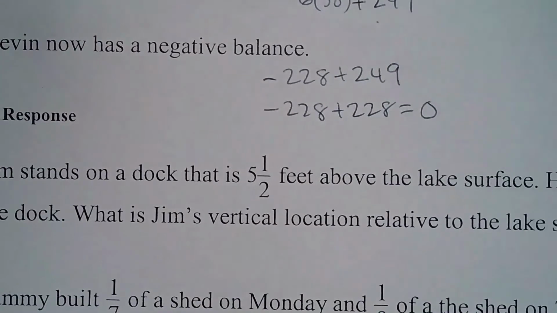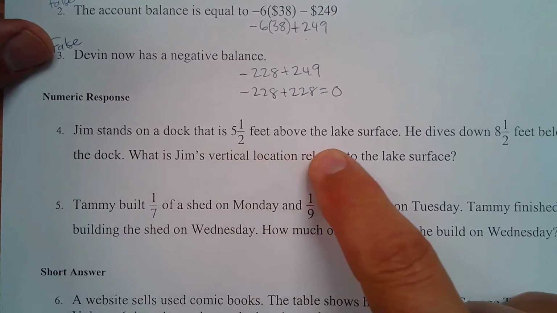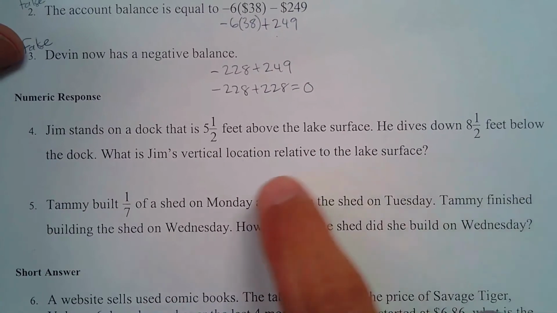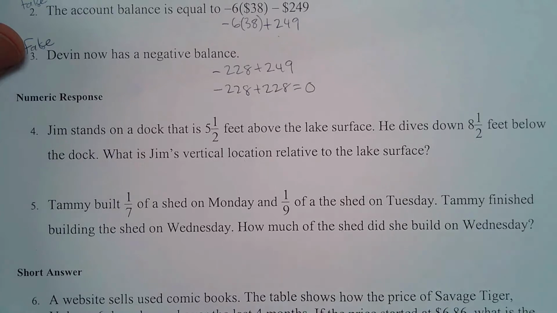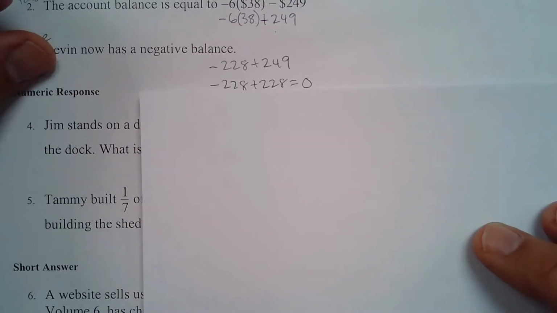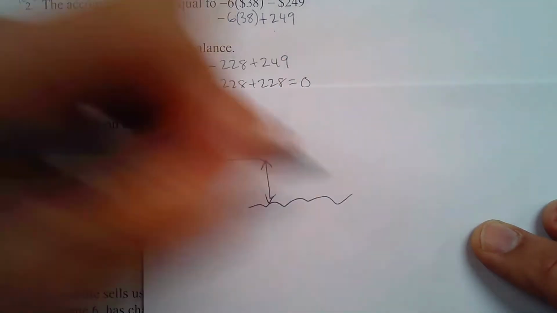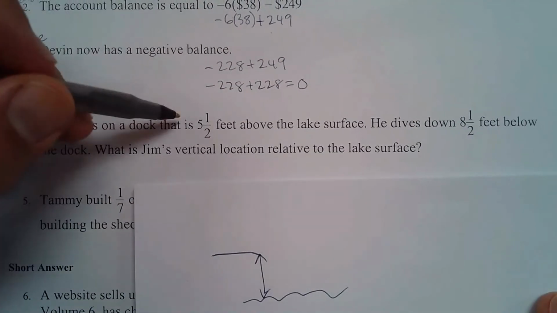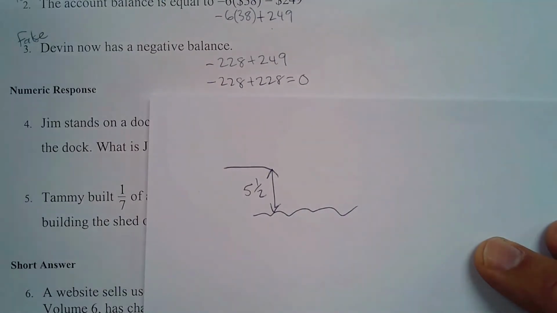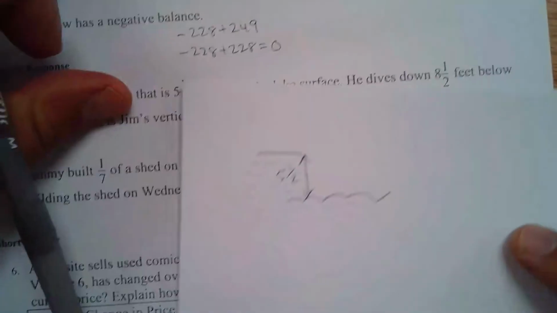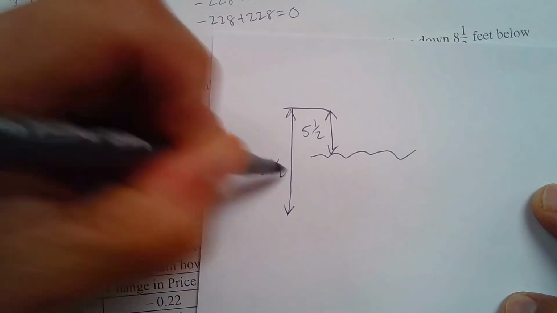Let's do this next one here, zooming out. Jim stands on a dock that is 5.5 feet above the lake surface. He dives down 8.5 feet below the dock. What is Jim's vertical location relative to the lake surface? Well, I got some paper here, and he stands on a dock. So here's the dock, and we have some distance to the water, and it's 5.5 feet above the lake surface. So this is 5.5 feet, and he dives down 8.5 feet below the dock right here. So this distance is 8.5 feet.